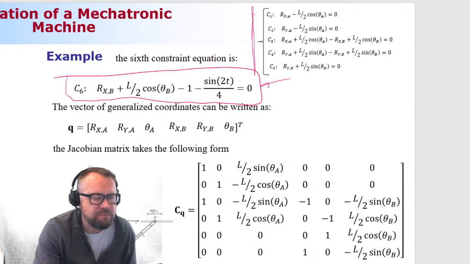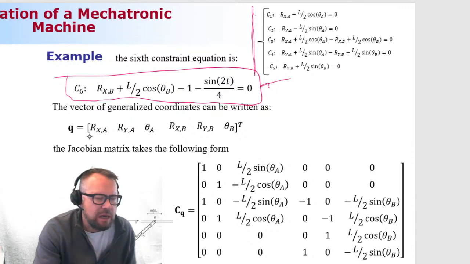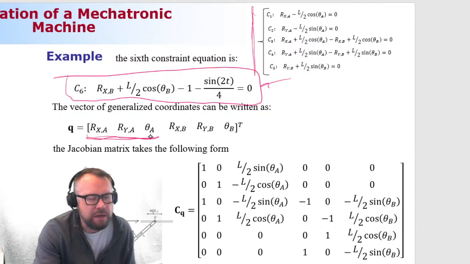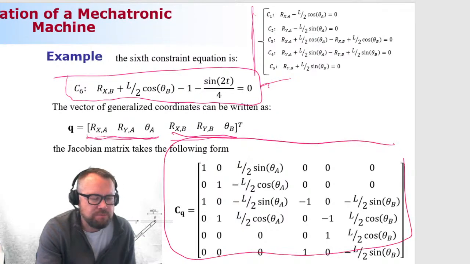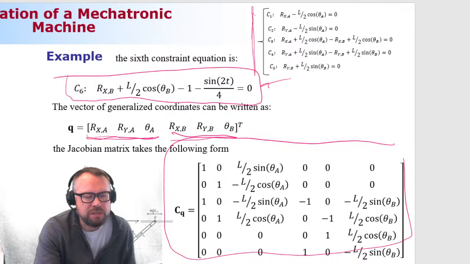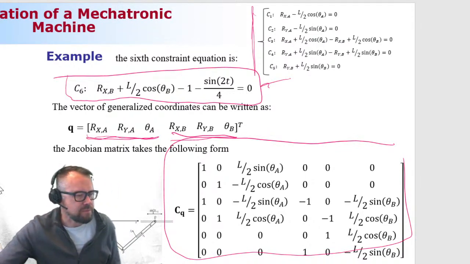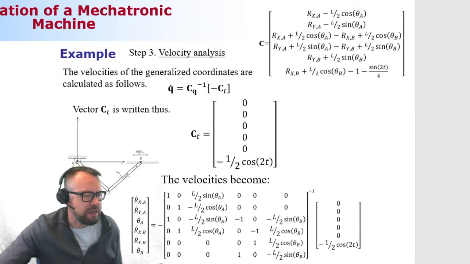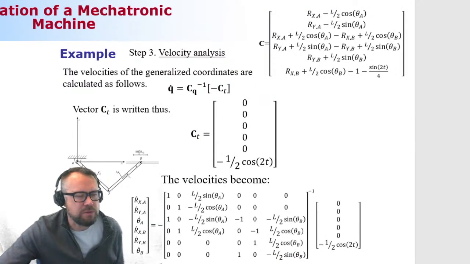This is my sixth. What is the vector of generalized coordinates? Well, that's going to be, of course, the generalized coordinates associated with the first body, rx, ry, and angle theta, and the generalized coordinates associated with the second body, rx, ry, and theta. And now when you're computing the Jacobian matrix, that's just partial C, partial Q. That's it. That's all you need to know. And now it's looking promising because it's a square in shape, so you are probably able to invert it.